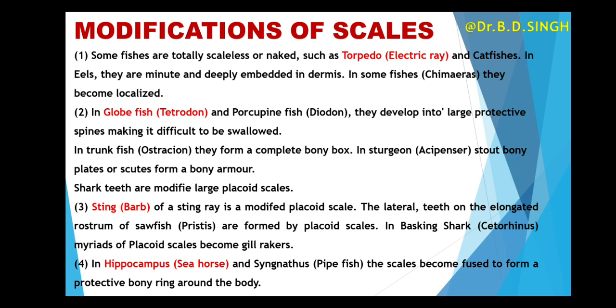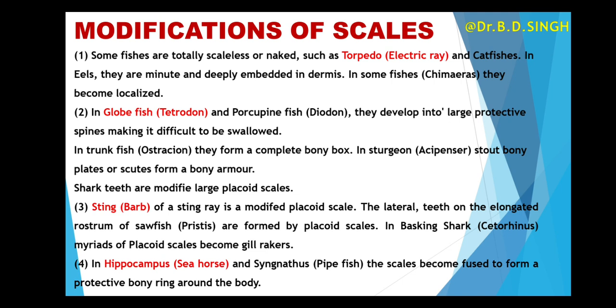Then after, I discuss the modifications of scales. Some fishes are totally scaleless or naked, such as torpedo, electric rays, and catfishes. In eels, the scales are minute and deeply embedded in the dermis. In some fishes and chimeras, they become localized. In globefishes, tetrodons, porcupine fishes and diodons, they develop into large protective spines, making it difficult for them to be swallowed.